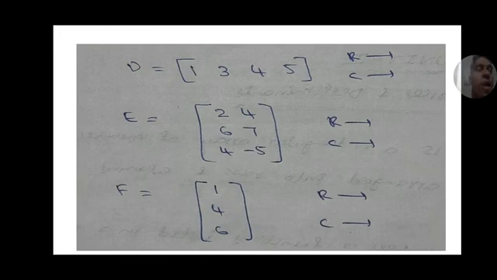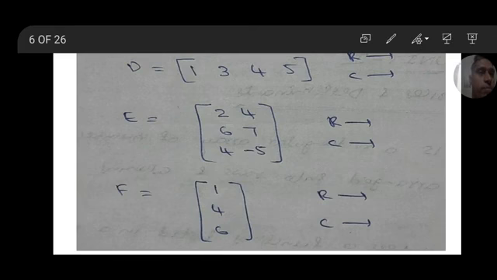D equal to 1, 3, 4, 5. How many rows? Only 1 row. It contains only 1 row. How many columns? First column, second column, third column, fourth column. Total columns are 4. So D matrix contains 1 row. Number of rows is 1. Number of columns is 4.